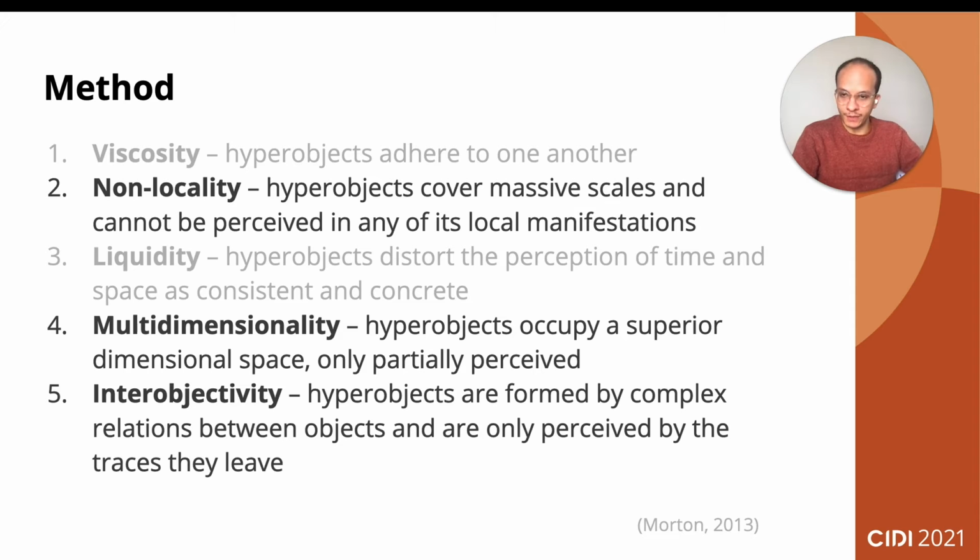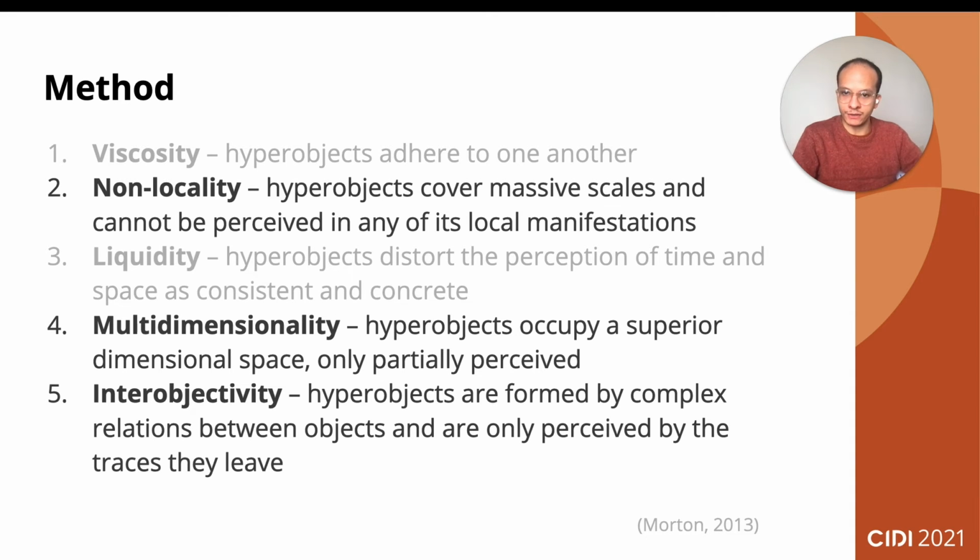For this paper, we're going to be focusing on the numbers 2, 4, and 5, which are non-locality, multidimensionality, and interobjectivity. And we're going to single them out as aspects that we could look for in data visualizations and see how they are addressed in the 3 projects we're analyzing here.